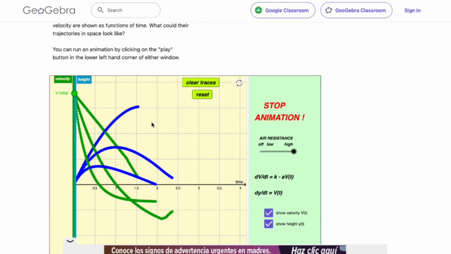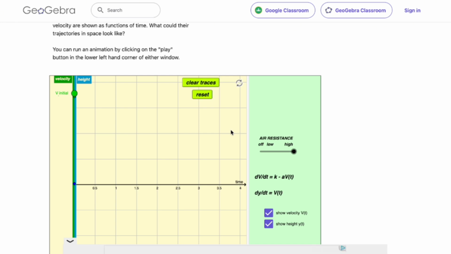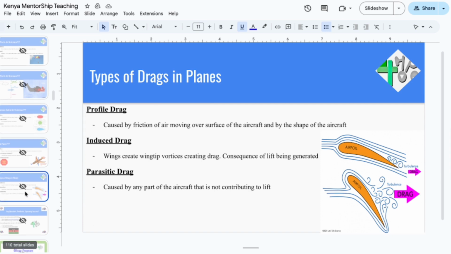Okay. So we can see here that as the air resistance is higher, the initial velocity would decrease, and as a result, the height of certain objects would decrease because friction is playing a big part in this. So I hope these two simulators were helpful to discuss.